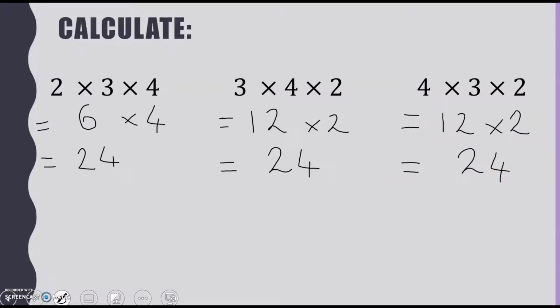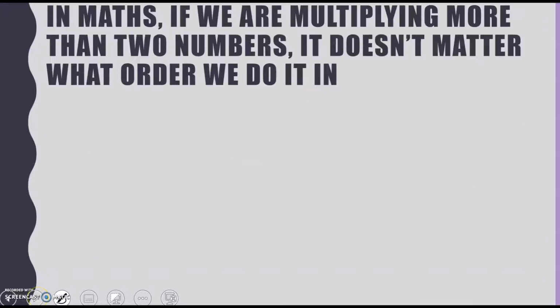So we see here that I asked you to multiply the same 3 numbers in 3 different ways, and each time we got that same answer of 24. In maths, if we are multiplying more than 2 numbers together, it doesn't matter what order we do it in. We should get the same answer, whichever way you decide to do it. So how could we do a sum like 56 times 20?